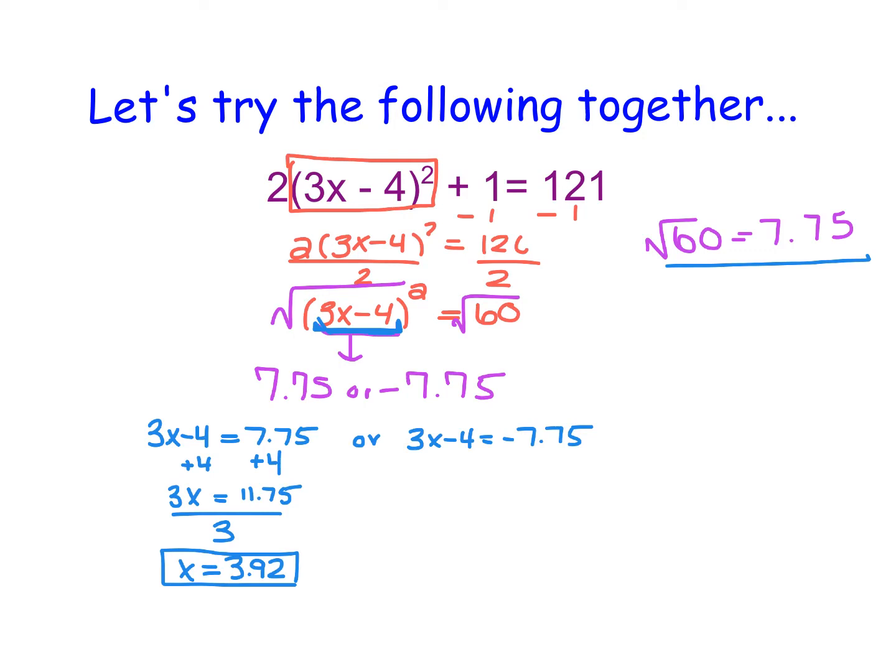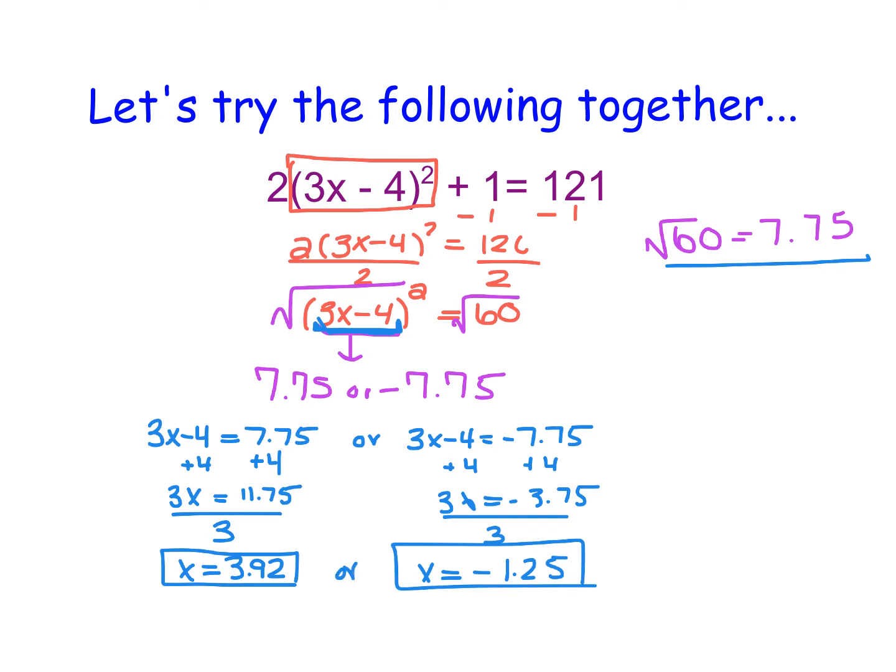Now if I take 7.75, the negative version, and I add 4 to it, I get 3x is equal to a negative 3.75. So notice this is a little bit different. Divide both sides by 3, and I find x is equal to a negative 1.25. So notice here that I do not have the same answer twice. Notice here that it's a little bit different.